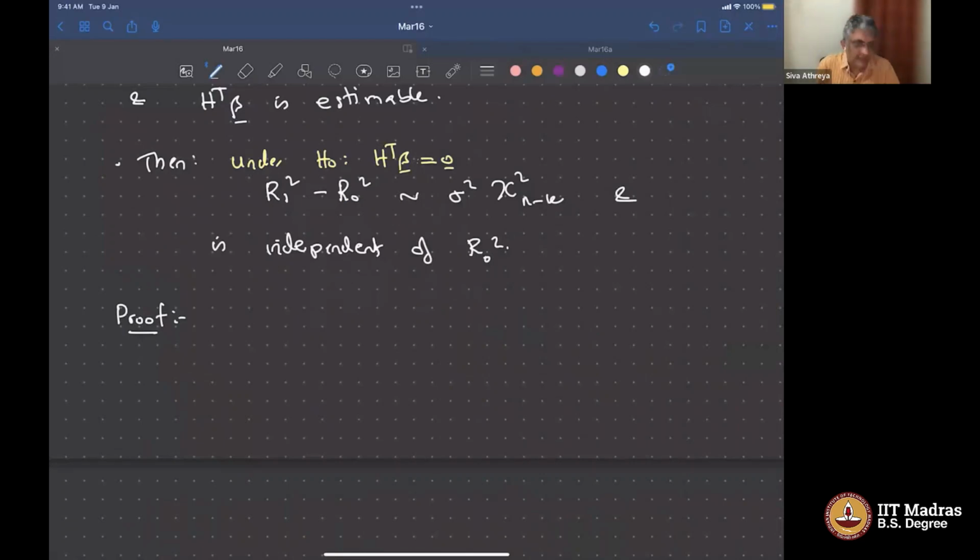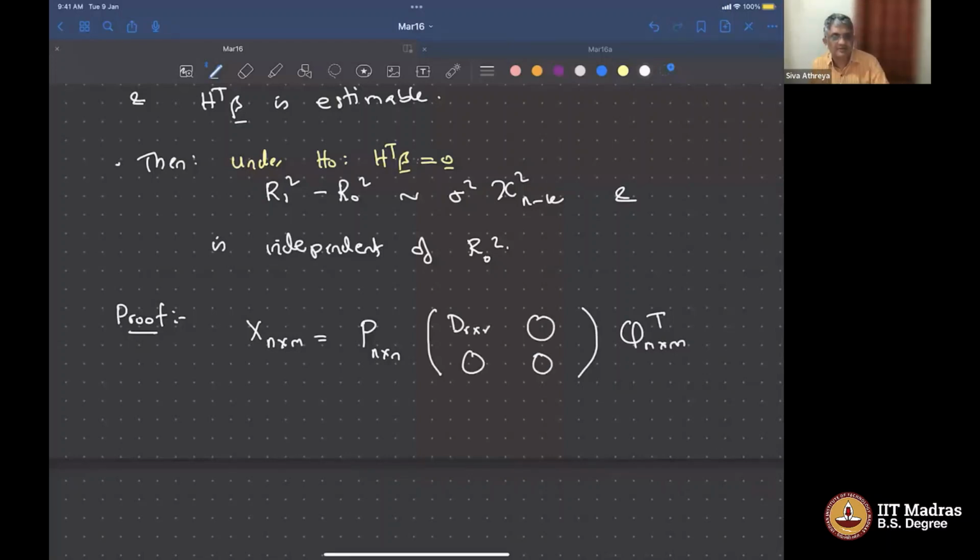Okay, so the first thing we do again is SVD. X is an N cross M matrix, that's what the linear model is. We'll do an SVD of it. It will give me a matrix P on this side, an N cross N matrix, and on the other side a Q, an M cross M matrix, transposed. These are two orthogonal matrices. In the middle I have a diagonal block D, r cross r, and then a bunch of zeros that fill up the space.